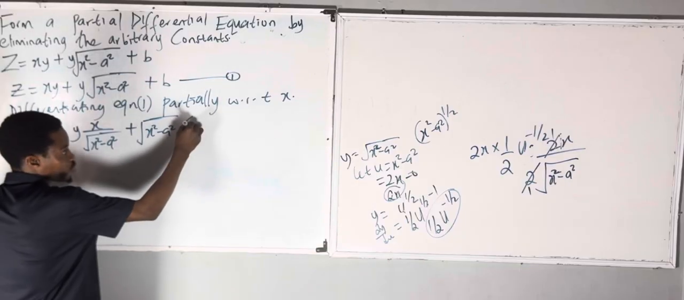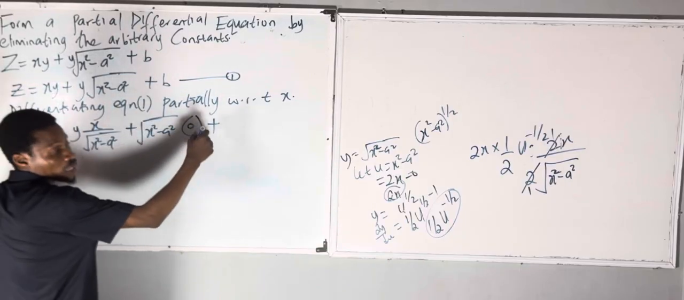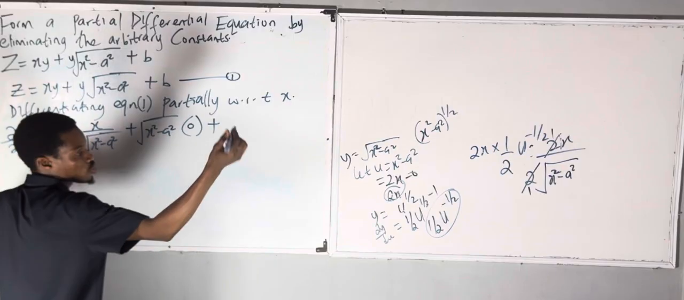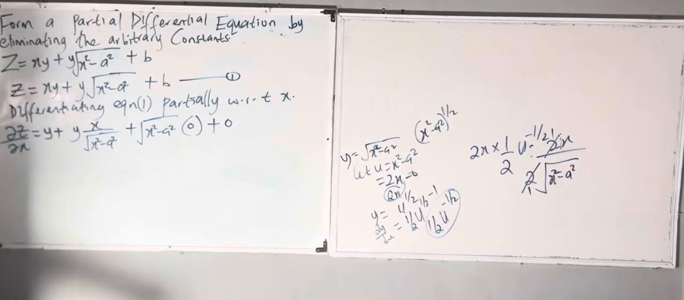When I differentiate a constant, I'm going to have 0. Plus b is also an arbitrary constant. If I differentiate an arbitrary constant, I'm going to have 0. So what's my next step?